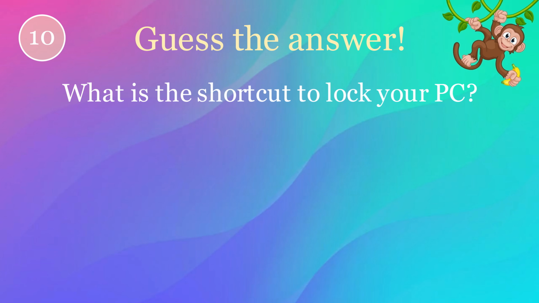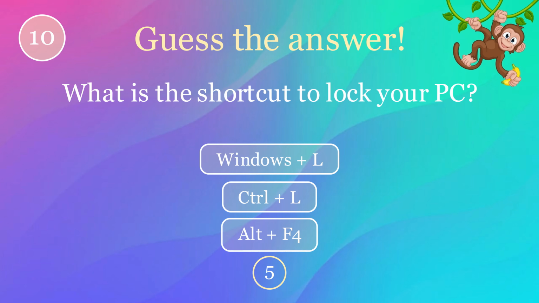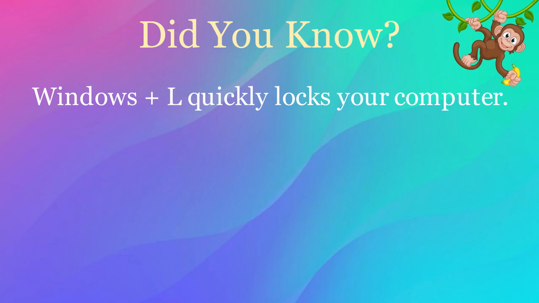What is the shortcut to lock your PC? Windows plus L. Ctrl plus L. Alt plus F4. The correct answer is Windows plus L. Here's an interesting fact. Windows plus L quickly locks your computer.